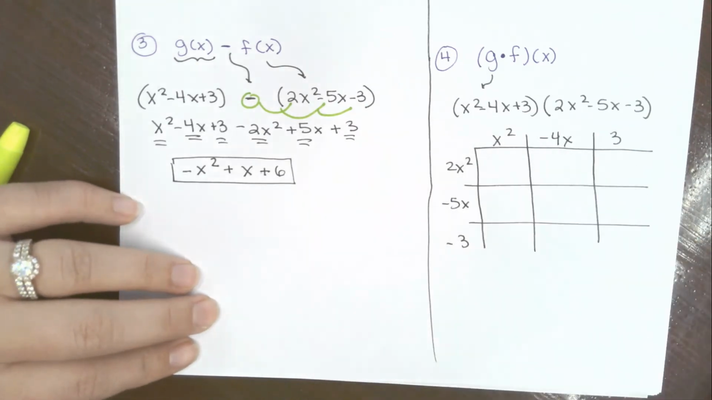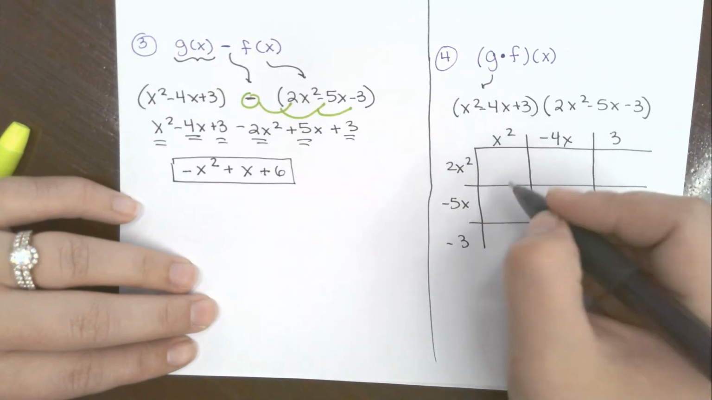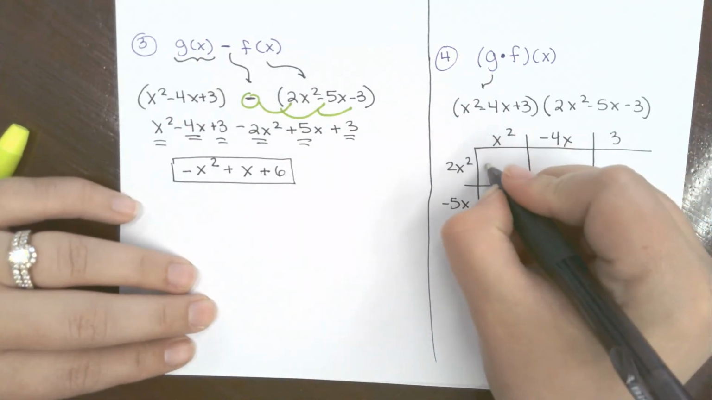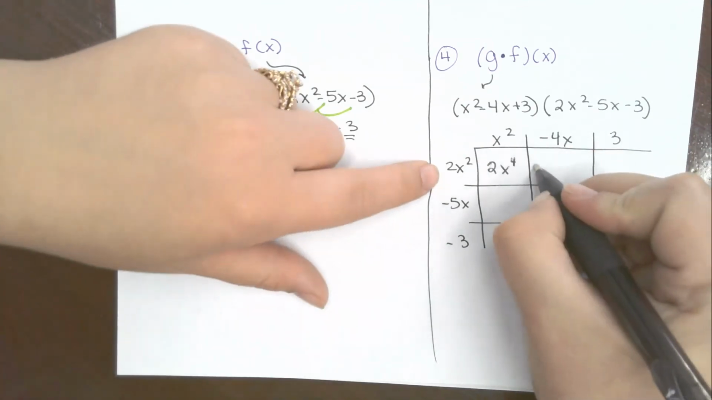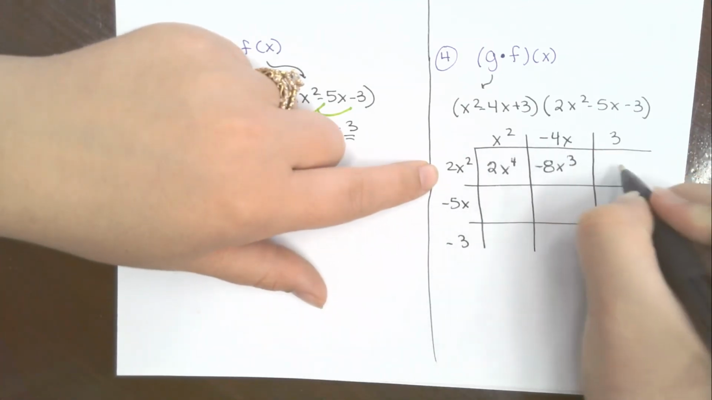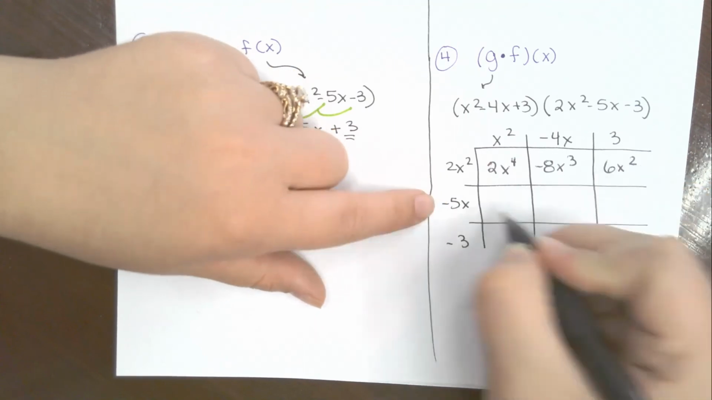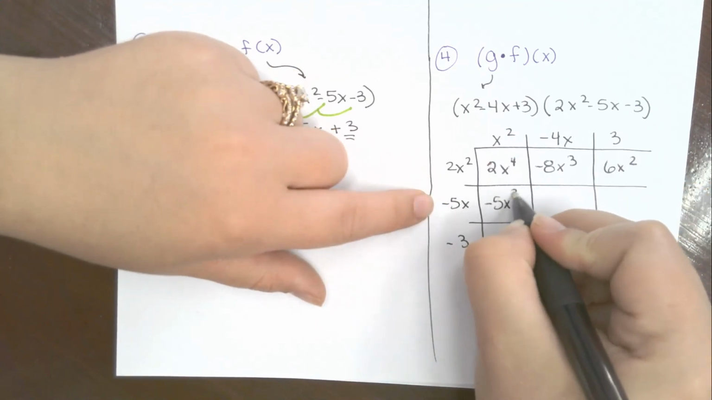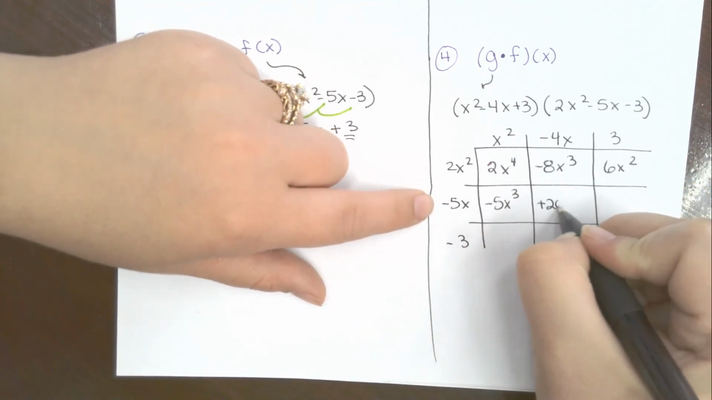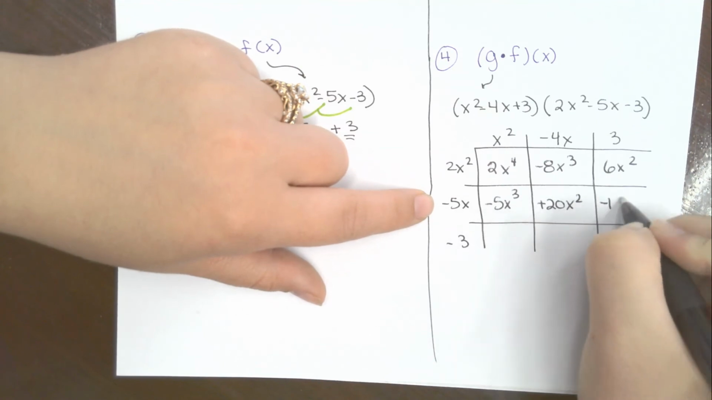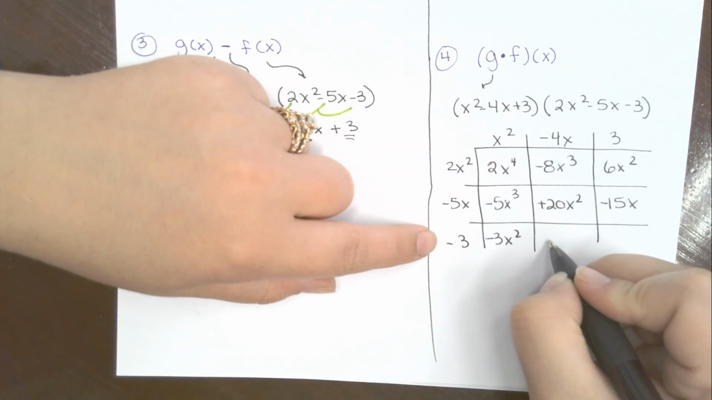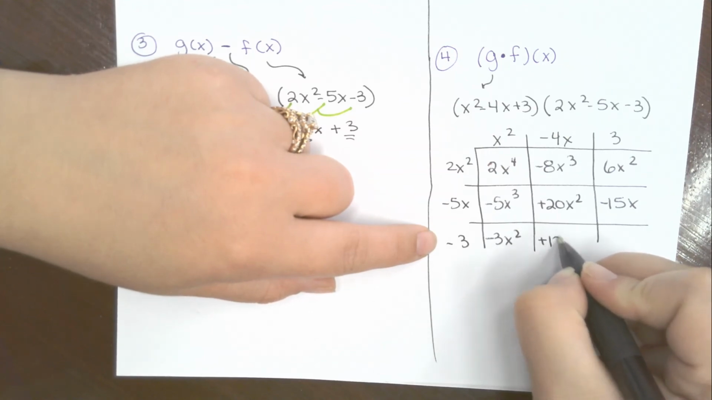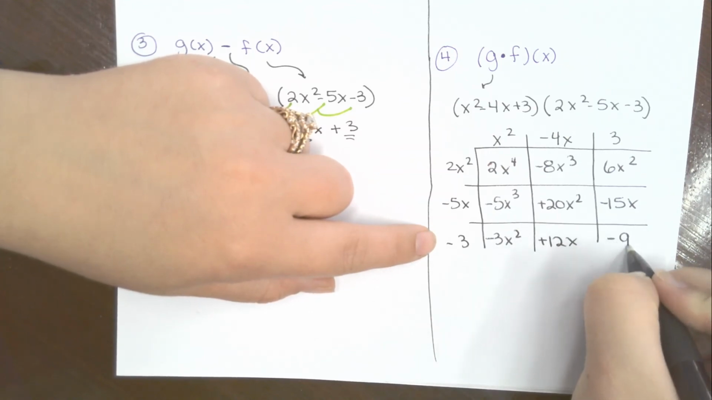So here, try to grab a different color. Turns out I like the black pens. So we got 2x to the 4th power. We then have negative 8x cubed and 6x squared. Here we got negative 5x cubed, positive 20x squared, negative 15x, and here we got negative 3x squared. What is this? Positive 12x and a negative 9.